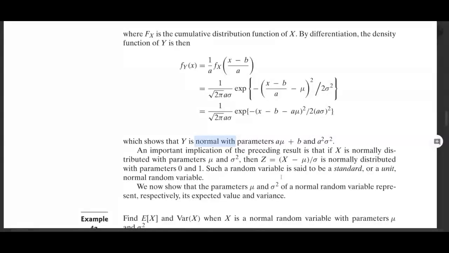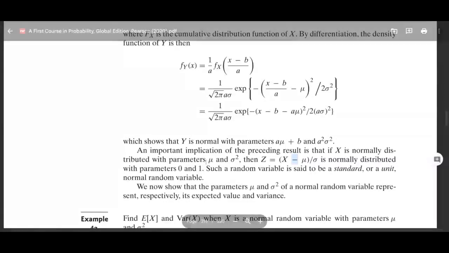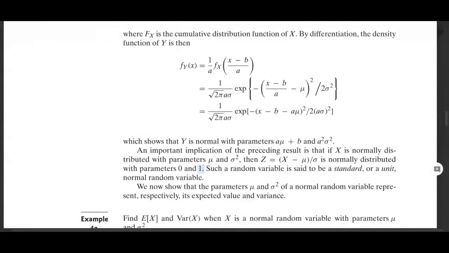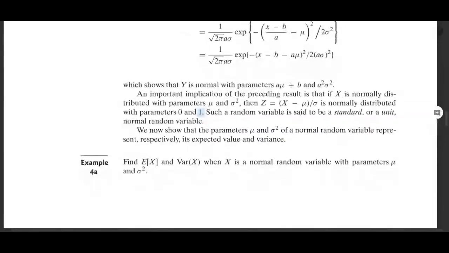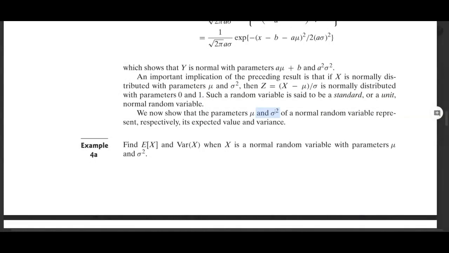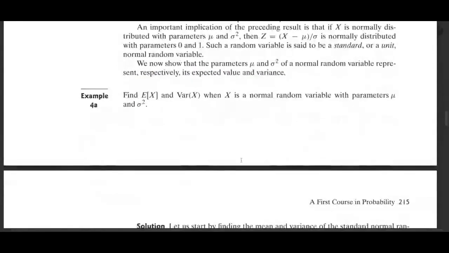The important implication of the preceding result: if X is normally distributed with parameters mu and sigma squared, then Z, I think this is the z-score, equals the random variable minus the mean divided by the standard deviation, is normally distributed with parameters 0 and 1, the standard normal distribution. Such a random variable is said to be a standard or unit normal random variable. So we want to show that the parameters mu and sigma squared of a normal random variable represent respectively its expected value and the variance. Let's calculate.